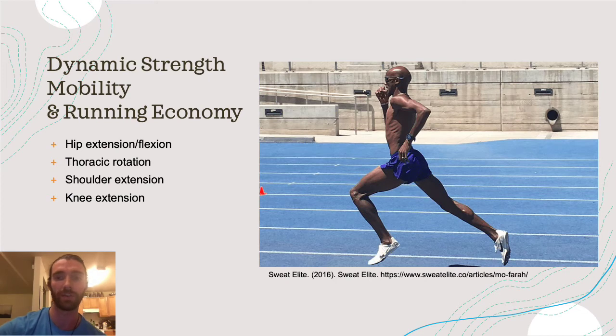So there are a number of dynamic movements within running that factor into better running economy and that will limit performance if the active mobility is not developed. For an example, here we have Mo Farah with an extremely exaggerated hip extension in this huge stride that he's performing right here. And a few other factors of this are thoracic rotation, shoulder extension, and knee extension as some primary factors of dynamic mobility in the running form.